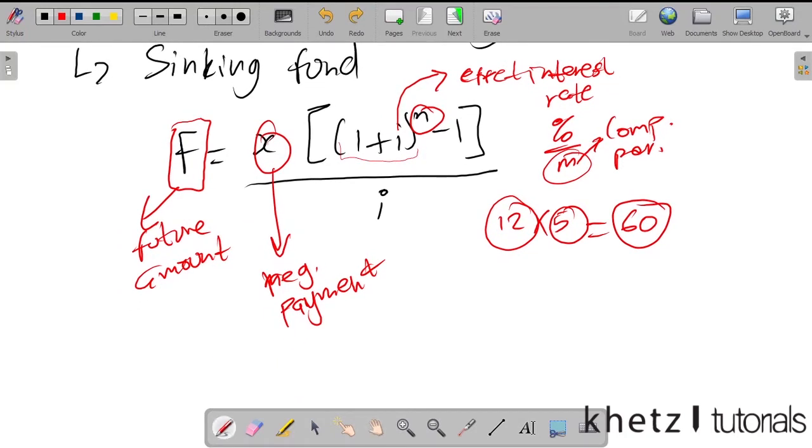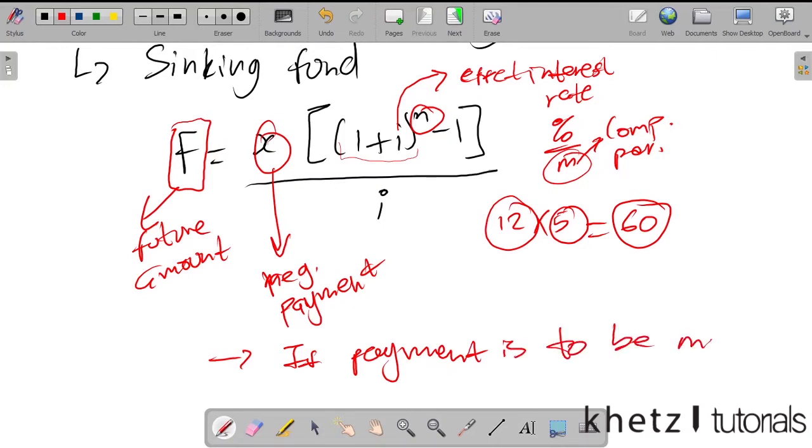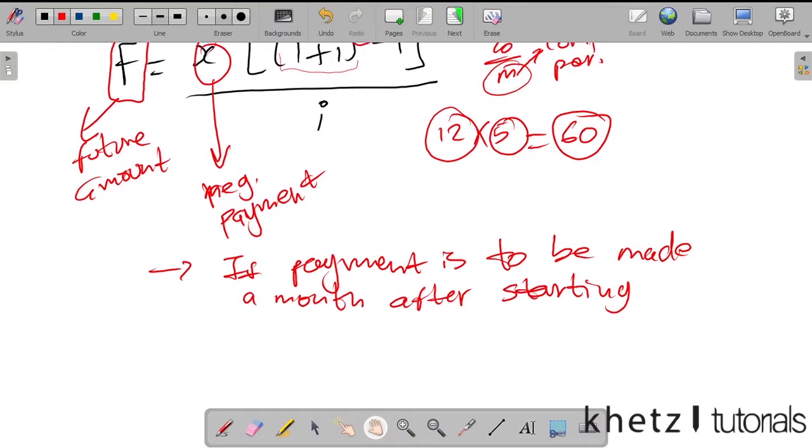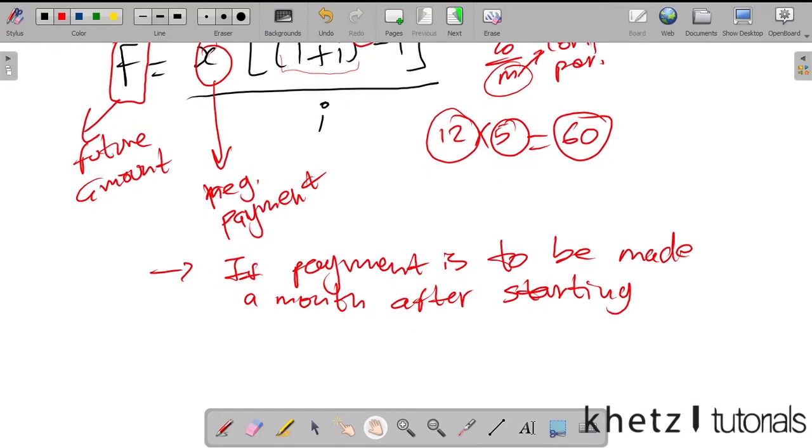Now, this formula is used if payment is to be made a month after starting. So let's say you want to set up a retirement annuity, or you just want to save, and you're starting today. Your first payment would be a month from today. That is what this basically means.